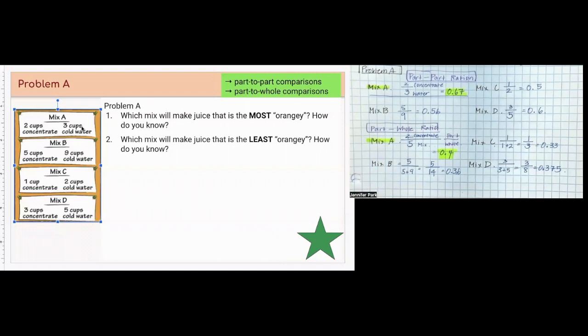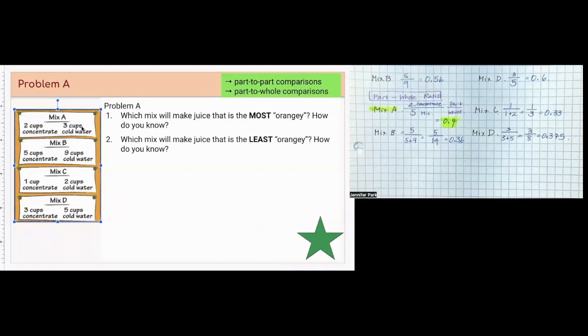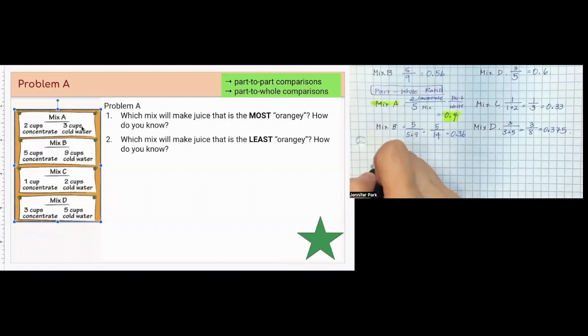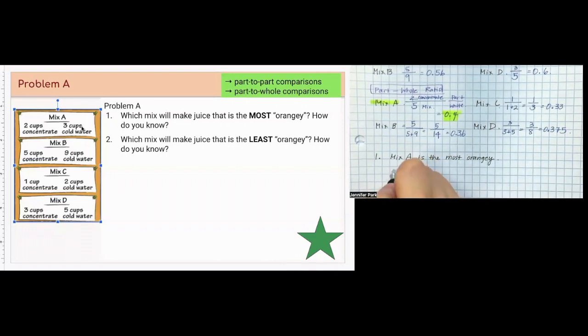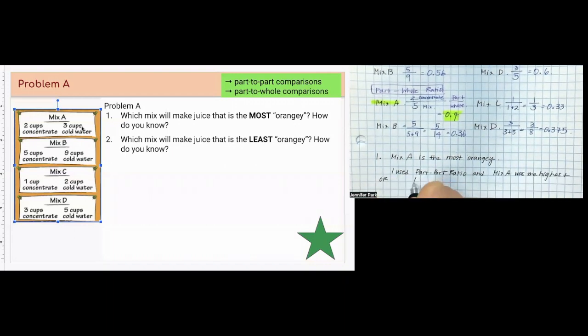Now let's go back to answer our questions now. So which mix will make juice that is most orangey and how do you know? So number 1, we're going to say mix A is the most orangey, and just write down what strategy you use. You could say I used part to part ratio and mix A was the highest. Or you could say I used part to whole ratio and mix A was the highest.